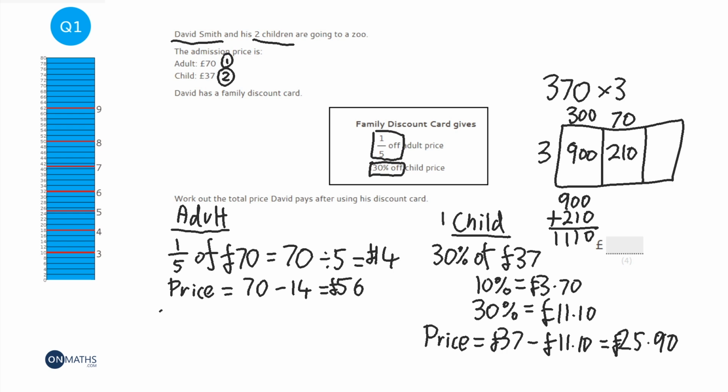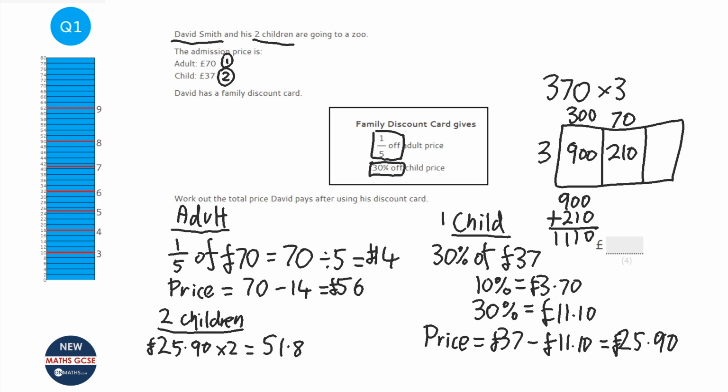So if I want two children, I want to do £25.90 times 2. Now I know 25 times 2 is 50, 90 times 2 is £1.80, so that's going to be £51.80.